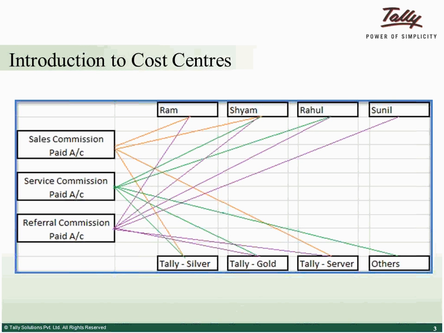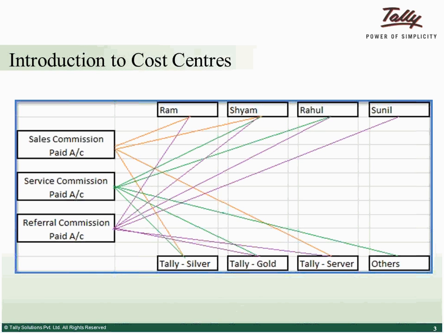We have a presentation about the cost centers, showing how this can be done through cost centers. Let us assume that we are a Tally partner and that our company pays a commission on sales, service, and referrals. These expense accounts are created as ledgers called sales, service, and referral commissions paid accounts. Let us also assume that we want to track how much each of our employees is making by way of commission, and that we have 4 employees as shown here: Ram, Sham, Rahul, and Sumit.